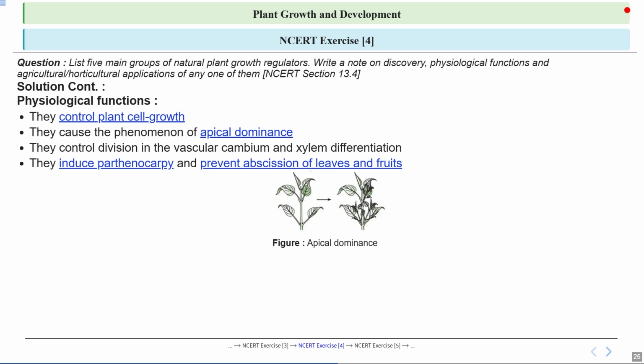Here you can see an image illustrating apical dominance. Notice how the main shoot is dominant and the side branches are suppressed. This visual helps us understand how auxin directs plant growth.